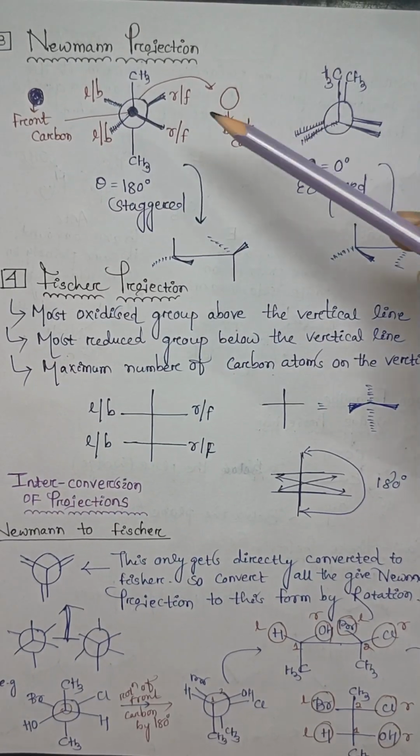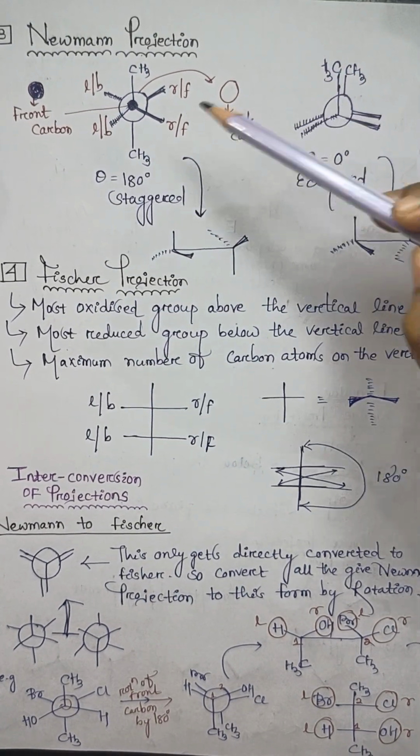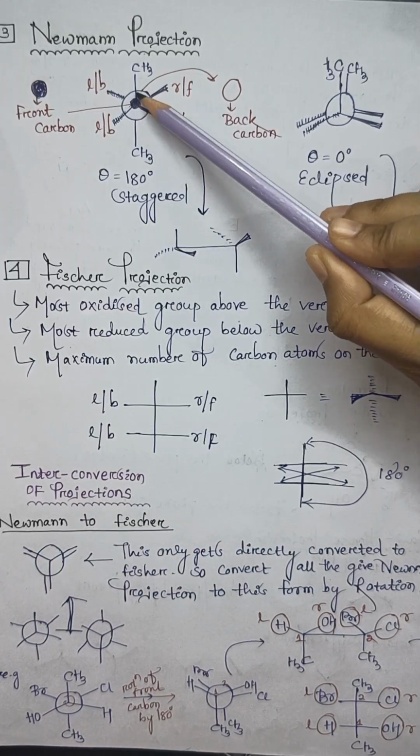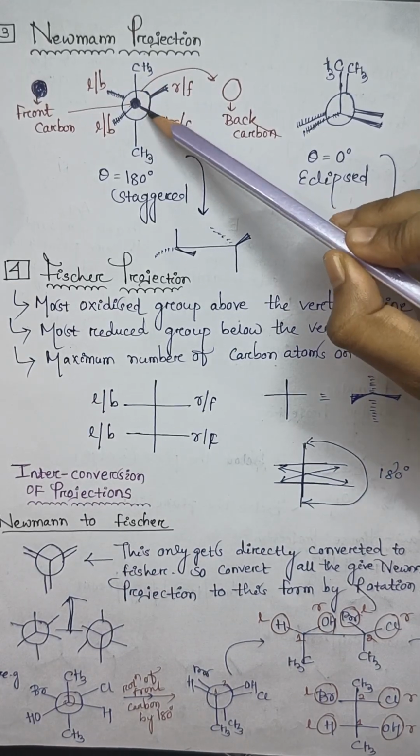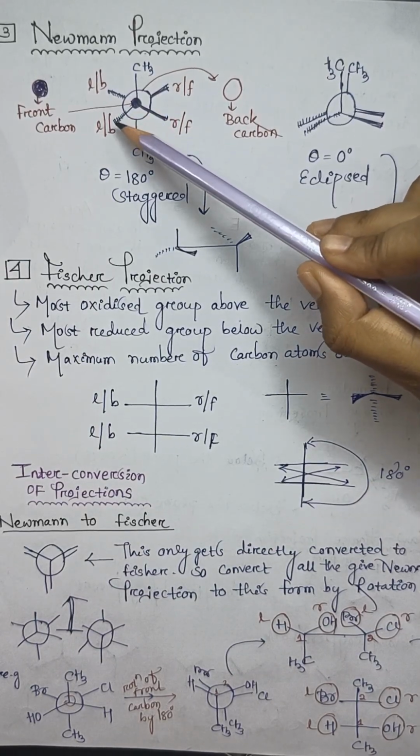Next one is Newman projection. This is the representation of Newman projection. This dotted line denotes the front carbon. This is the molecule on the plane. This is above or on the right side. This is on the back side or left.